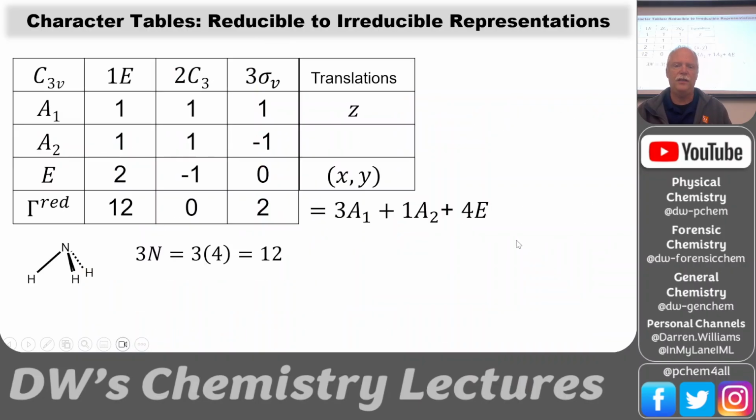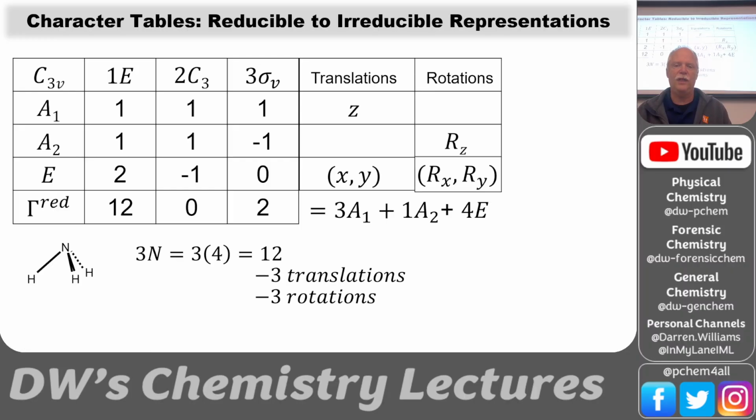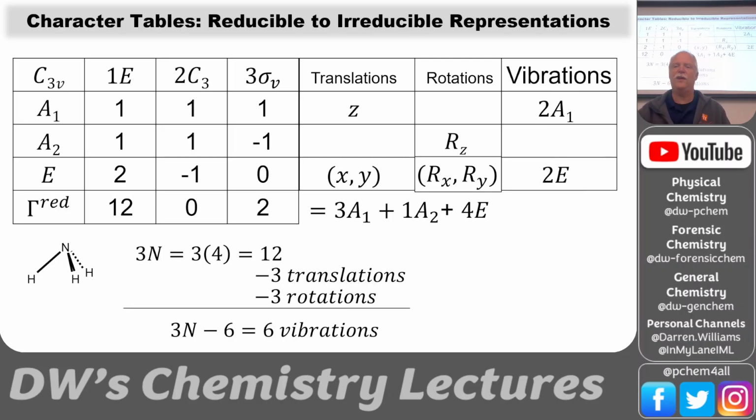Of these, we have 3 translations. We have 3 rotations. And so then the rest is 6 vibrations. And those 6 vibrations are going to be 2 A1 vibrations, because we only used up 1 for the Z. So we have 2 more left over from this 3. We've used up our A2 for rotation around Z. And then we have 4 E's. We used up 1 here and 1 there, and we have 2 left over.